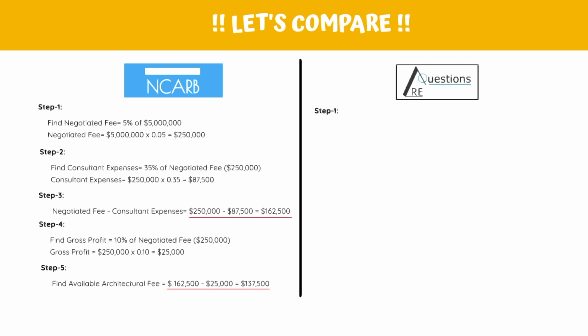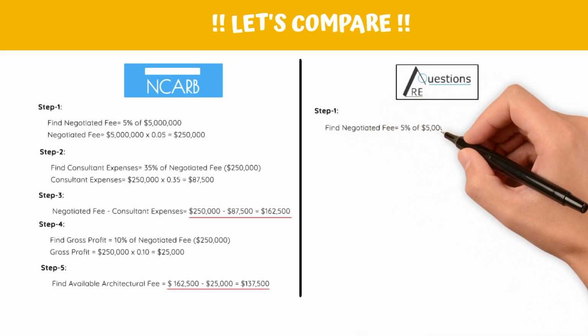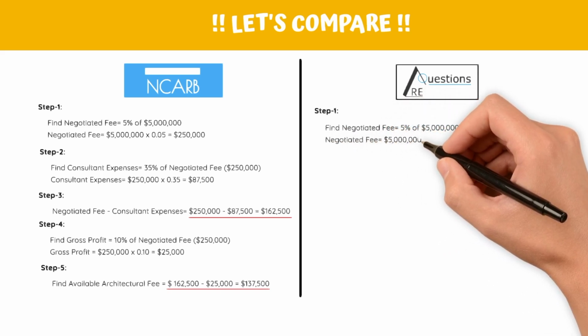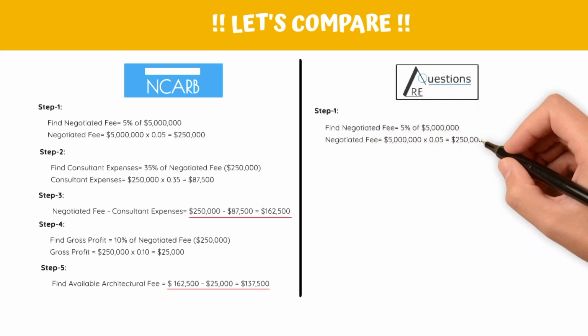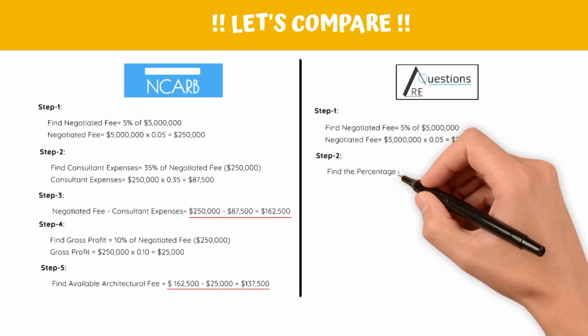So in my version, in step 1, I do the exact same thing. You have to do that. You cannot skip this step. So I find the negotiated fee as NCARB does, which is $250,000. We all know that now. In step 2, though, I do something differently. This is where the trick happens.